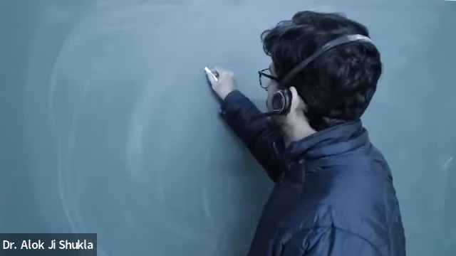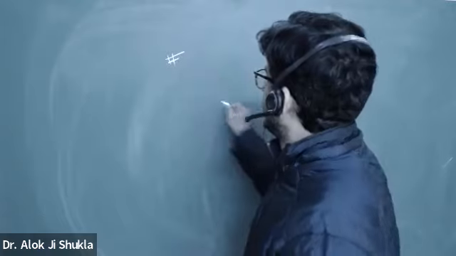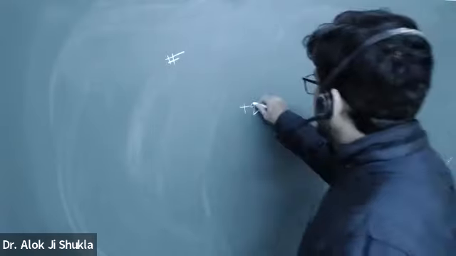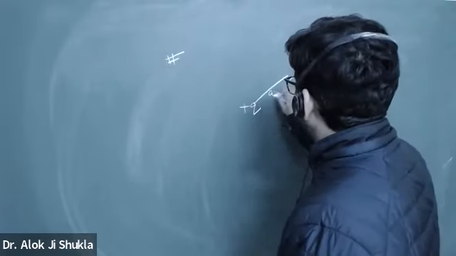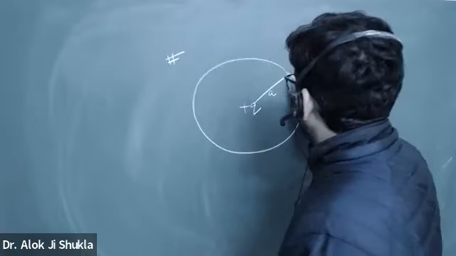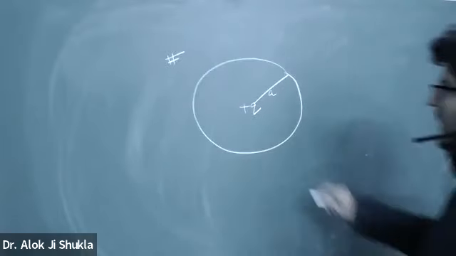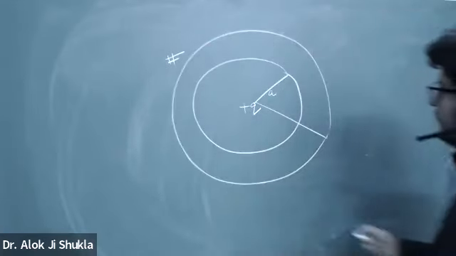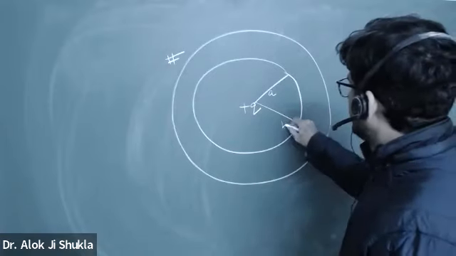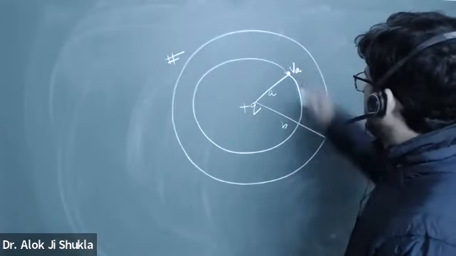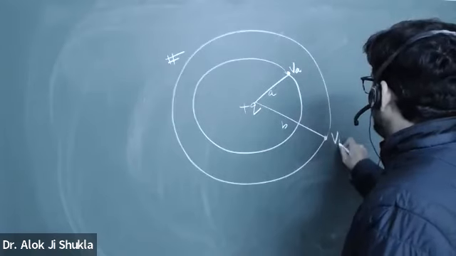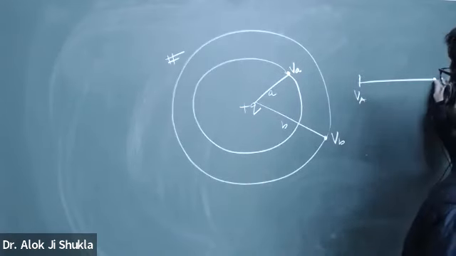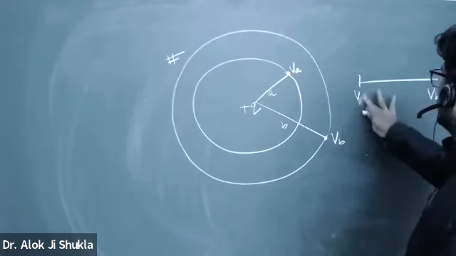So suppose some plus q charge is there, and because of this, at a distance a, I draw a sphere, and again at b, I draw a sphere. Let at this point the potential be VA, and at this point the potential be VB. So it is like this. This point is VA and this point is VB.